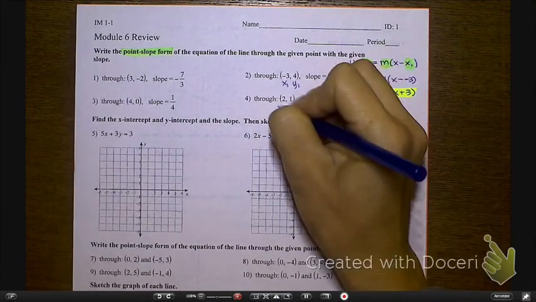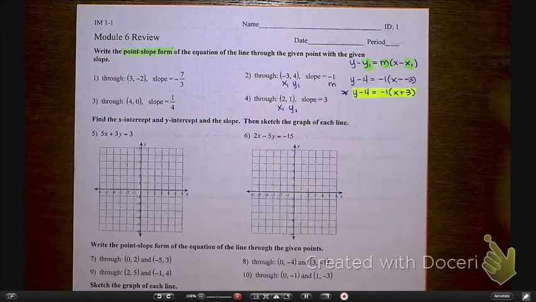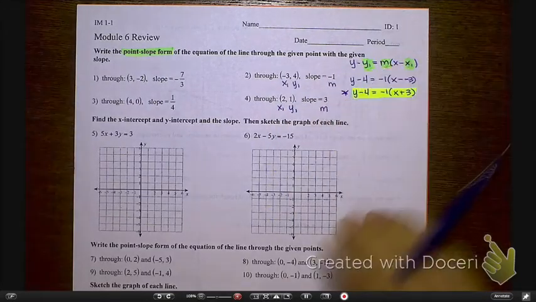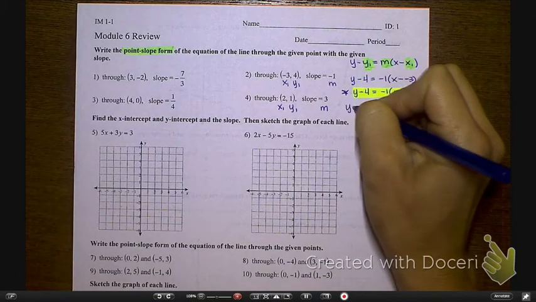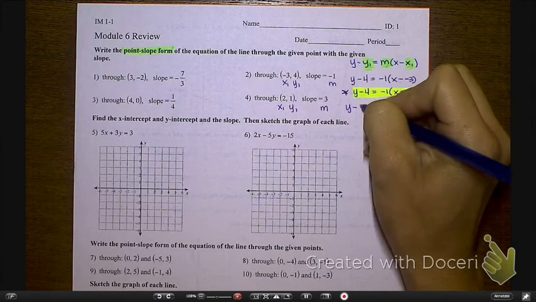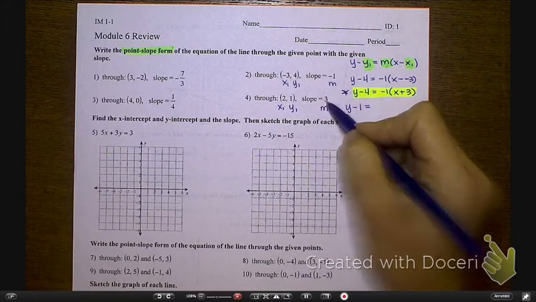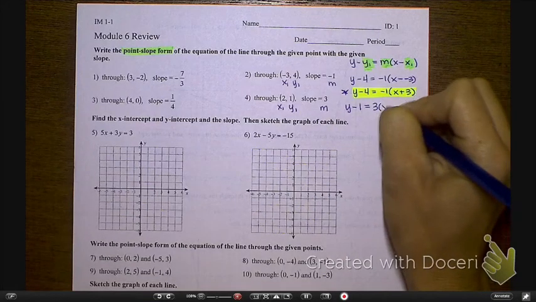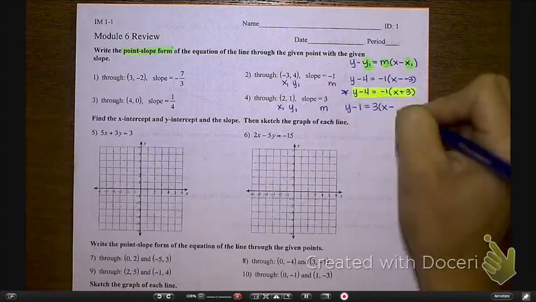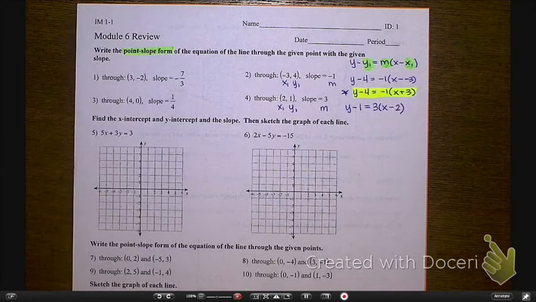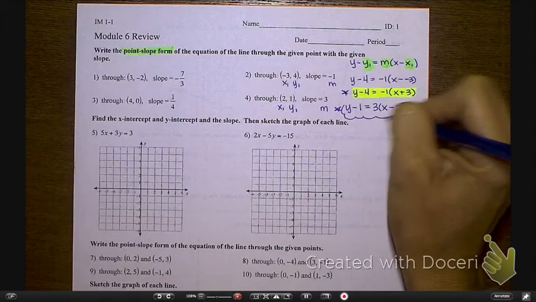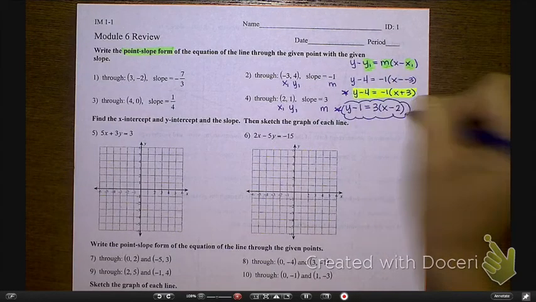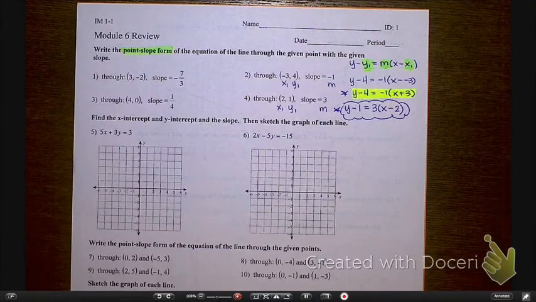Okay, now let's take a look at number 4. So here's your x1, here's your y1, here is your m, because that's your slope. So we're going to go ahead and plug in y minus y1 is 1 equals m is 3, times x minus x1 is 2. Is there anything I need to simplify here? No, so this is the final answer for number 4. Okay? That's it. All right, are there questions on those two, on how we did those?